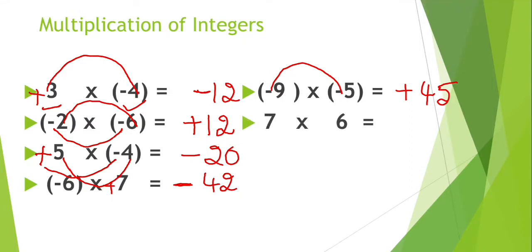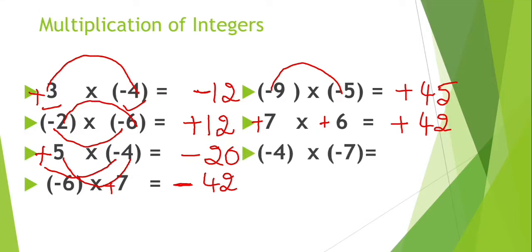Okay. Similarly 7 into 6. Here in front of 7 there is no symbol, and in front of 6 also there is no symbol. So how do we do it? Consider it as plus, and in front of 6 also plus. Then plus into plus is plus, 7 6s are 42. Similarly do the next ones. You can do it. Do these problems. Minus 4 into minus 7. Write the product. And minus 6 into minus 5. Write the product.